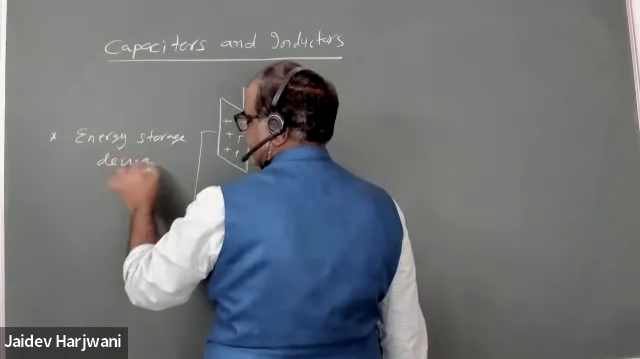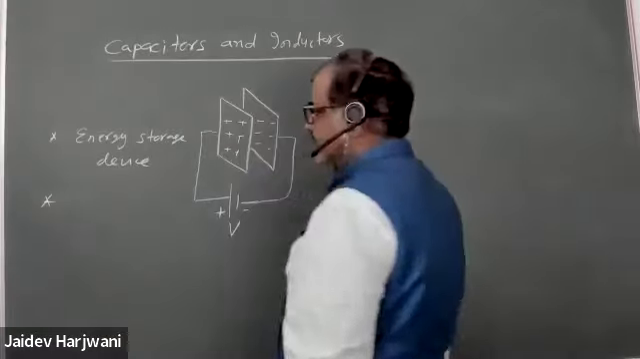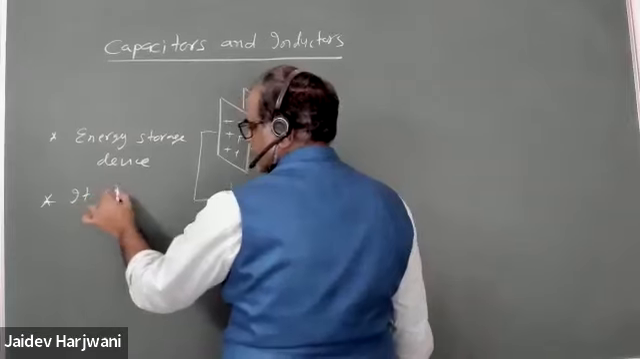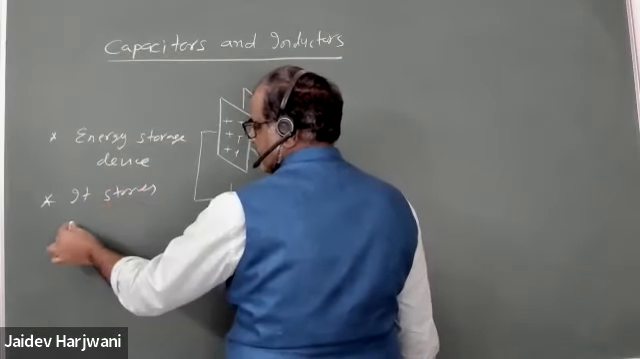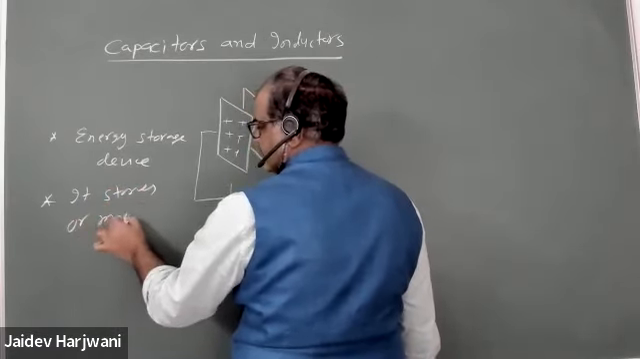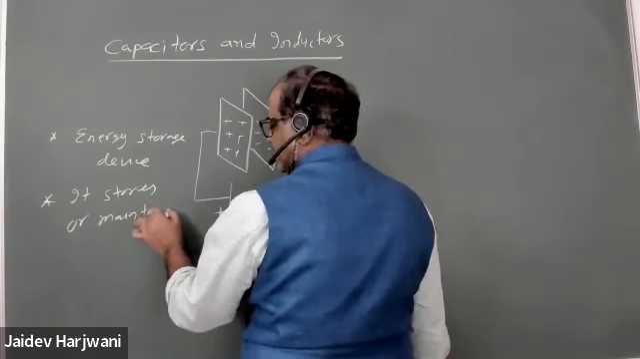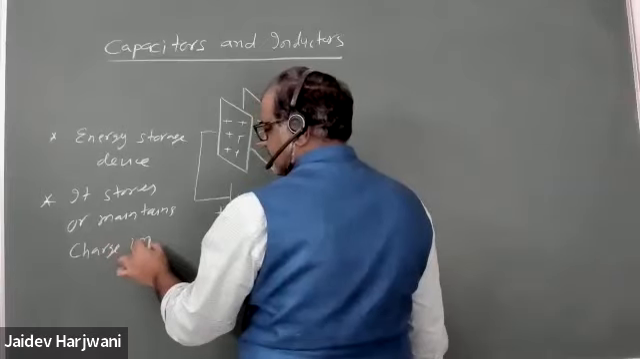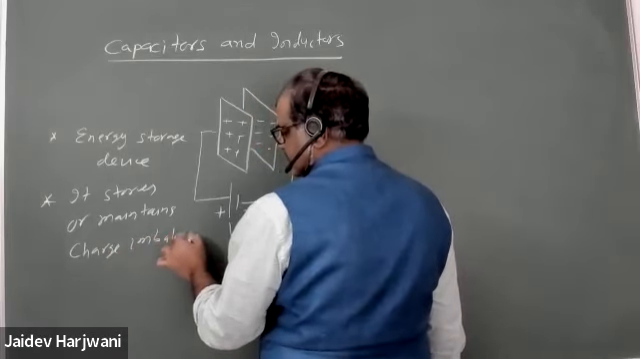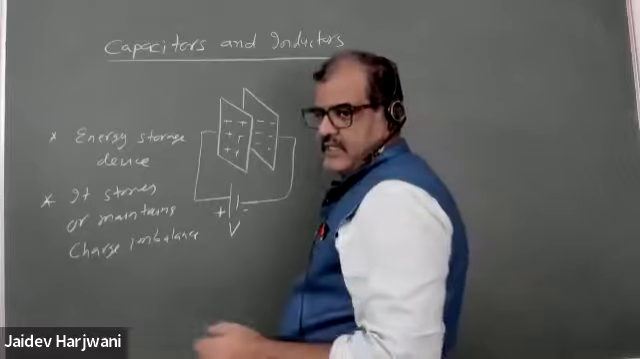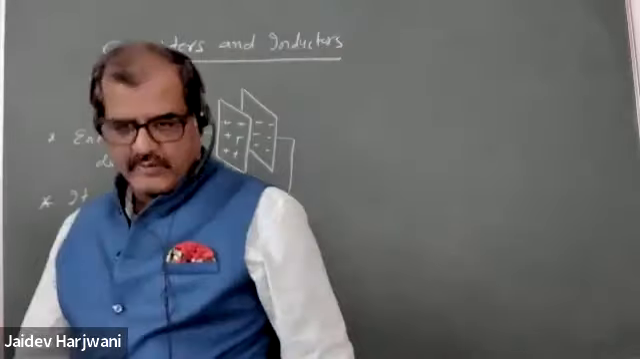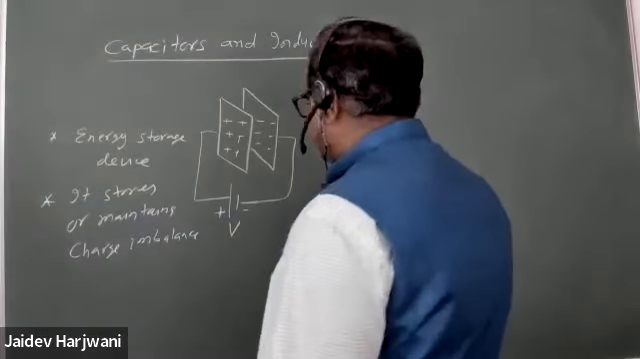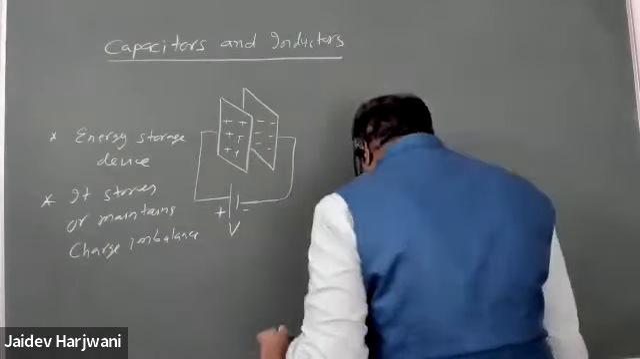An energy storage device means it stores or maintains charge imbalance. So the total charge is zero, but it is able to maintain a charge imbalance on the plates. Okay, so this is a parallel plate capacitor.